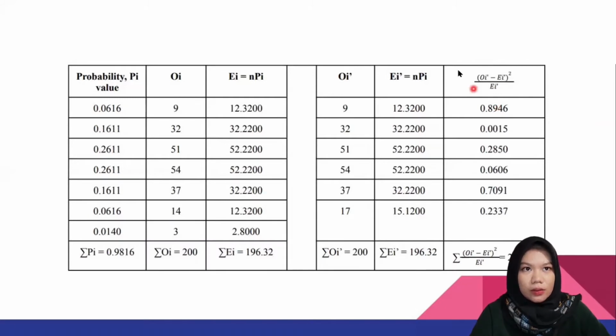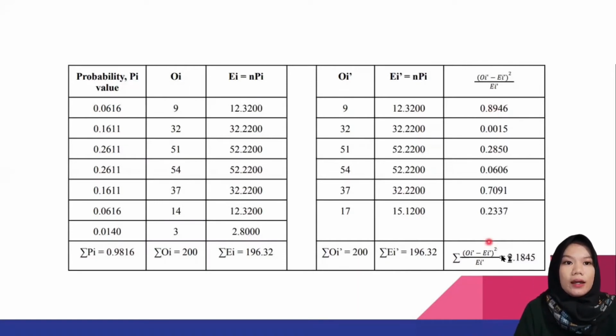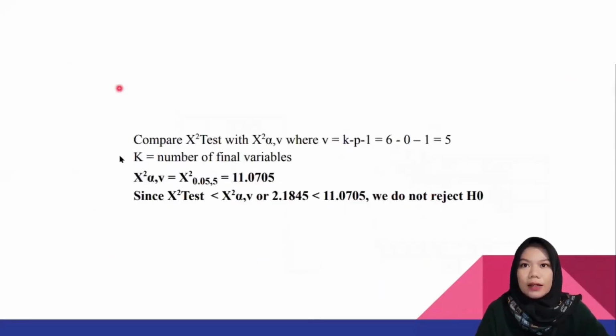We use this equation for finding the chi-test, and this is the value. And below we got the total for chi-test. Moving to the next slide, compare the chi-square test with the chi-square significant with V, where V is K minus P minus 1, where K is the number of the final variable.